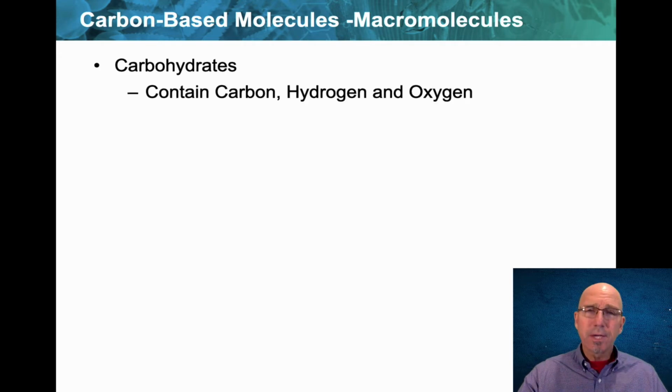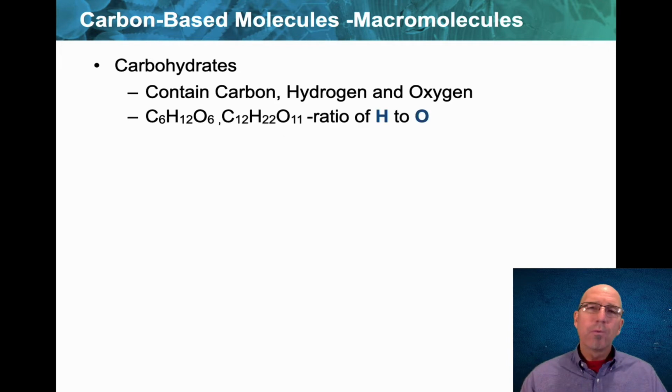So carbohydrates contain carbon, hydrogen, and oxygen. And one of the things you need to be aware of is the ratio of hydrogen to oxygen. So take a look at those two formulas. C6H12O6, that's glucose, and then C12H22O11, that's sucrose. So what do you notice about the ratio of hydrogen to oxygen? Yeah, that's right. It's 2 to 1. So that's a clue. When you're looking at a molecular formula, that'll really clue you in as far as, okay, is this a carbohydrate or a lipid in particular? If the ratio of hydrogen to oxygen is 2 to 1, it's a carbohydrate.